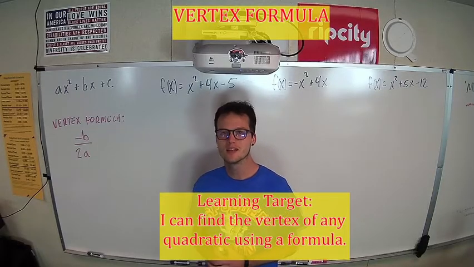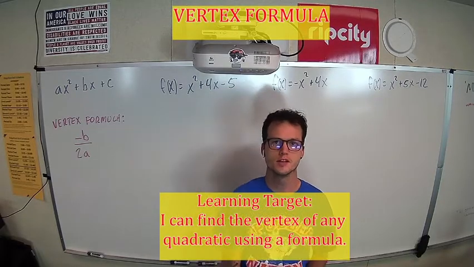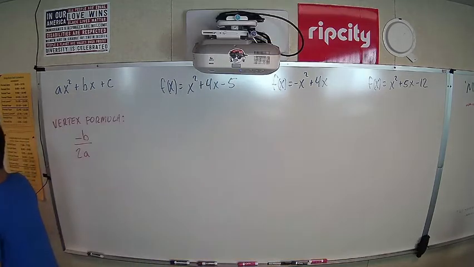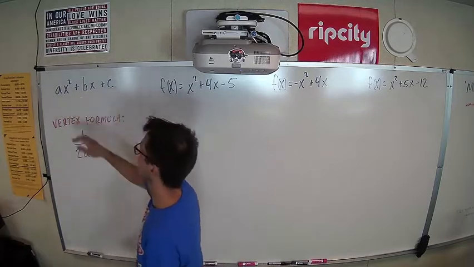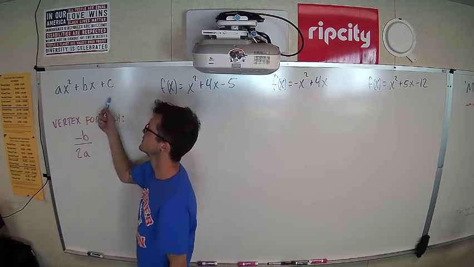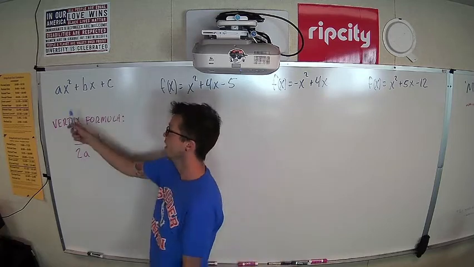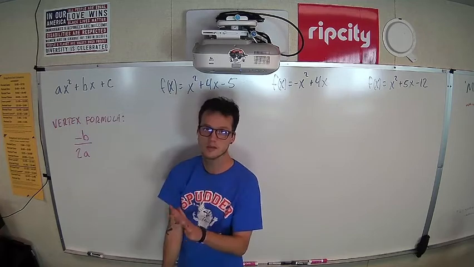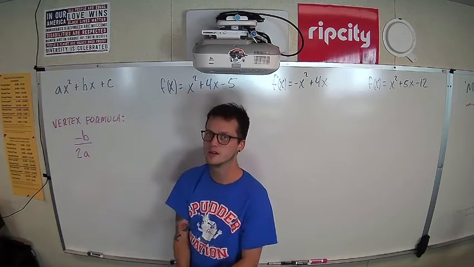What's up, team? Today we're going to talk about the vertex formula. Learning target: I can find the vertex of any quadratic ever using a short formula. So we know that every quadratic is in this form, ax squared plus bx plus c, where a, b, and c are all just some real numbers. A is the real number attached to the x squared, b is the number that's attached to the x, and the c is the constant all by itself.